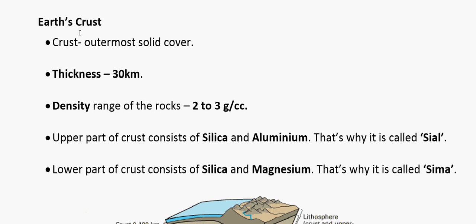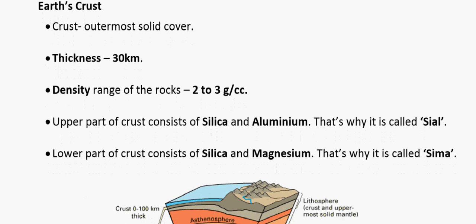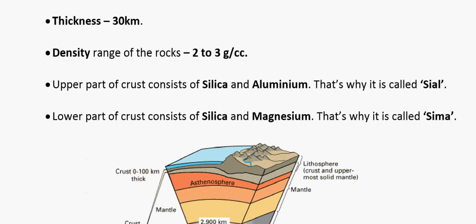What is crust? Crust is the outermost solid cover of the earth. That part is called crust. The thickness of the earth crust is approximately 30 kilometers, and the density of the rock is 2 to 3 grams per cc. So these data are very important, like thickness. A question like what is the thickness of the earth crust may be asked, and also about the density range of the rocks.